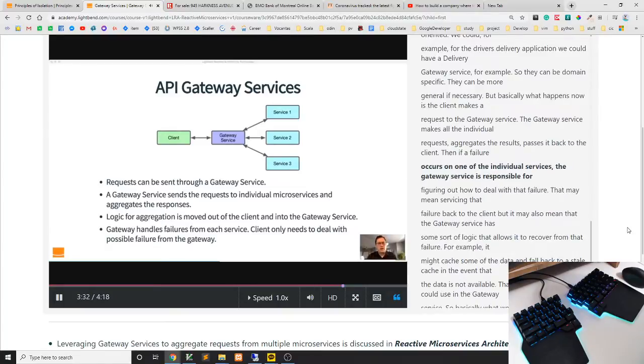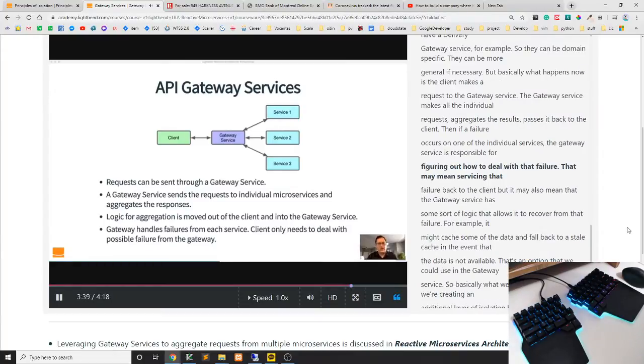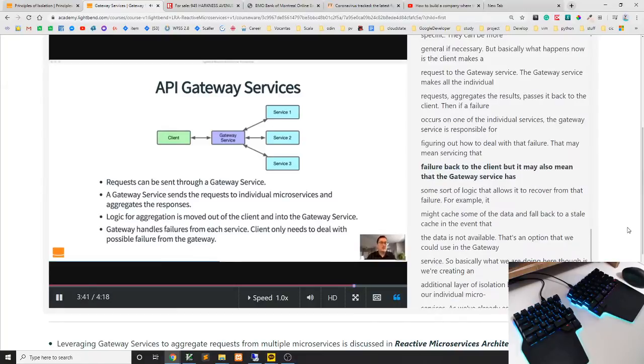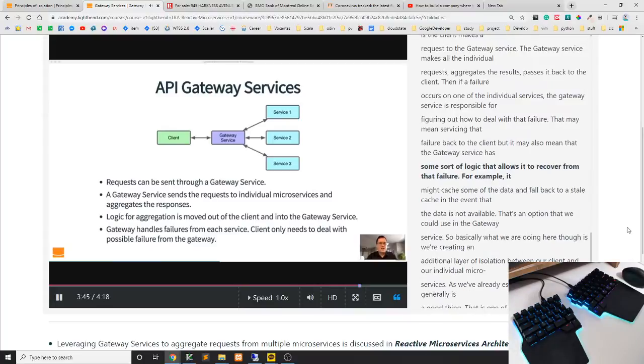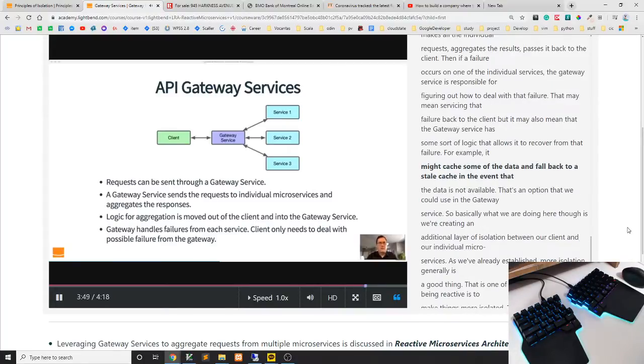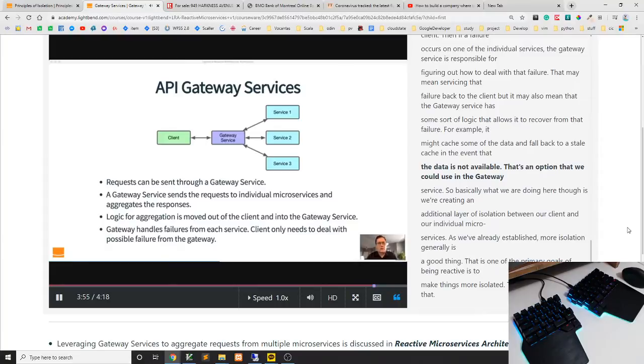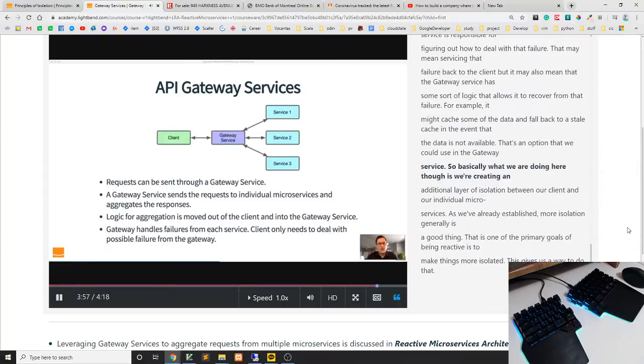Then, if a failure occurs on one of the individual services, the gateway service is responsible for figuring out how to deal with that failure. And that may mean surfacing that failure back to the client, but it may also mean that the gateway service has some sort of logic that allows it to recover from that failure. For example, it might cache some of the data and fall back to a stale cache in the event that the data is not available. That's an option that we could use in the gateway service.